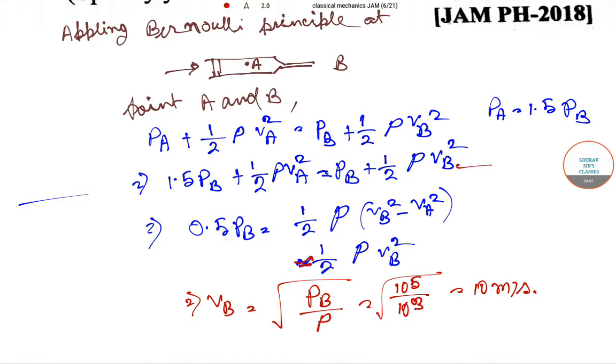Here VB is the speed of water after ejection, and VA is the speed at A. So this is the answer for VB.